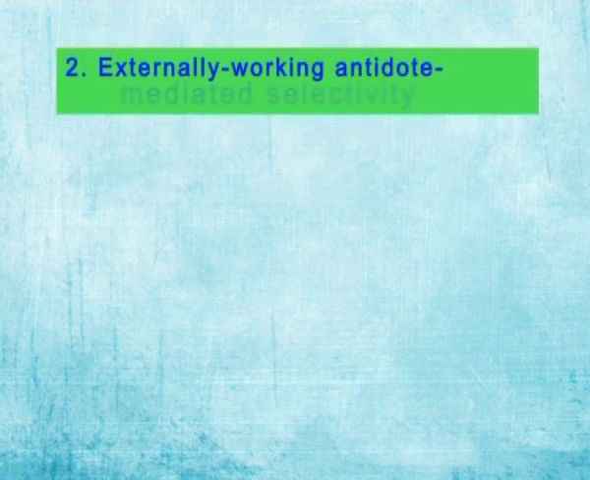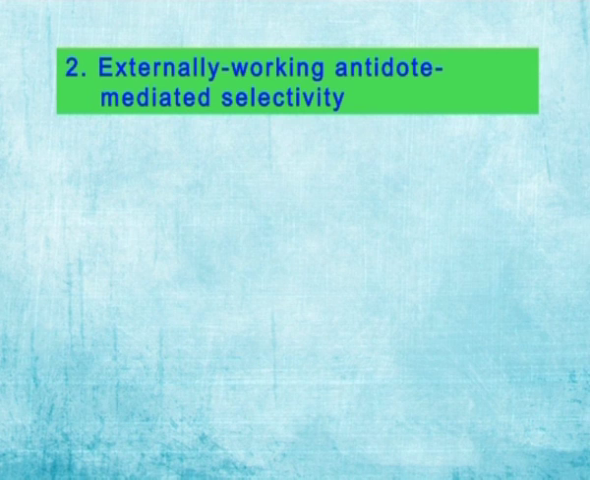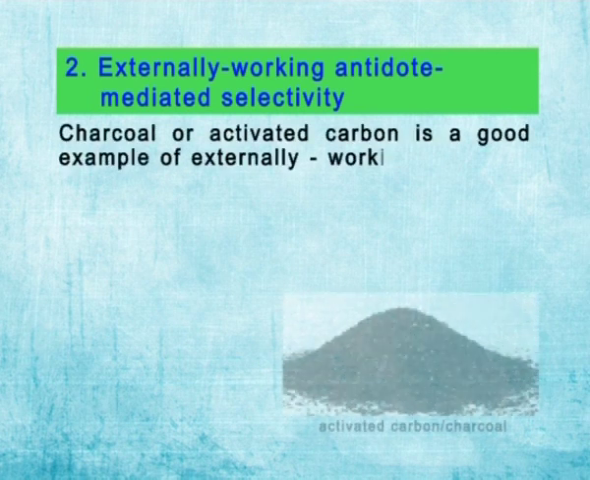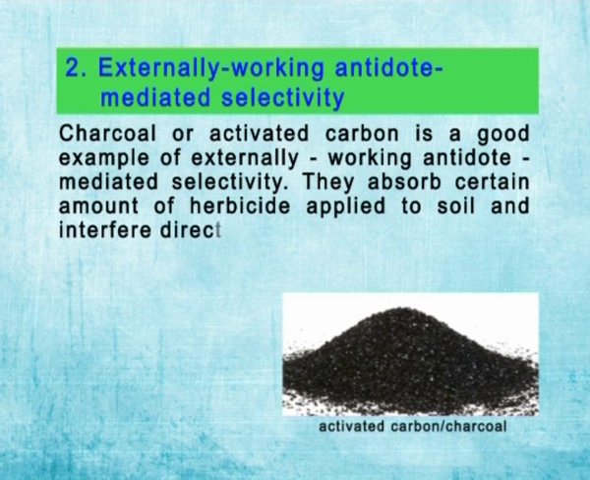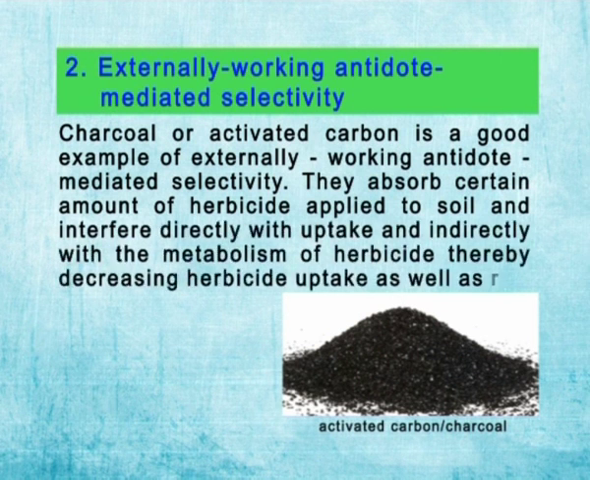Number 2, externally working antidote mediated selectivity. Charcoal or activated carbon is a good example of externally working antidote mediated selectivity. They absorb a certain amount of herbicide applied to soil and interfere directly with uptake and indirectly with the metabolism of herbicide, thereby decreasing herbicide uptake as well as risks of damage to crops.